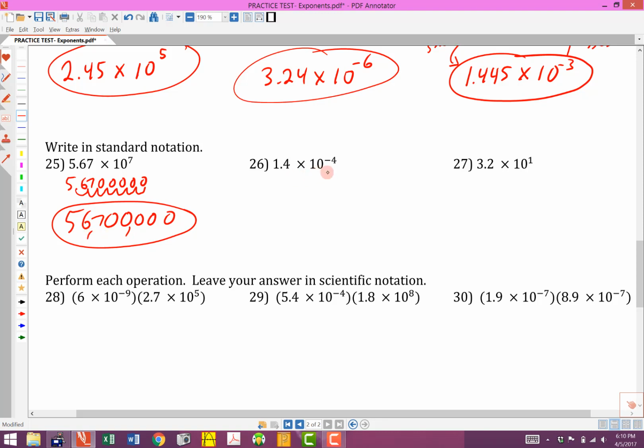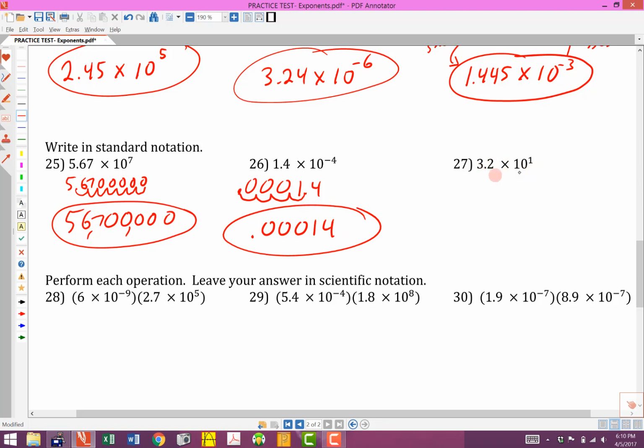56,700,000. Now we'll do this one. Again, I'm going to write 1.4, and because this is a negative exponent, we're going to move the decimal to the left. So we're going to go 1, 2, 3, 4. Decimals right there. Fill in with zeros. Again, if you count over, we've only got 1 decimal to move, so then we've got 3 more places to go. So this is going to be 0.000, 3 zeros, and then a 1, 4. We're going to circle that for the answer.